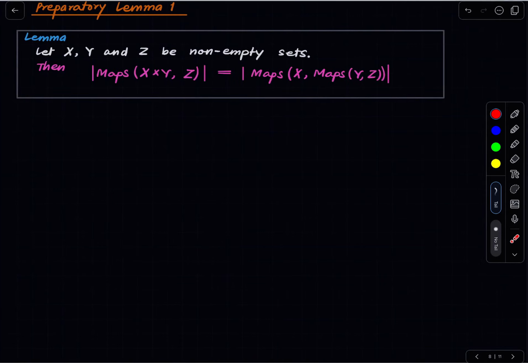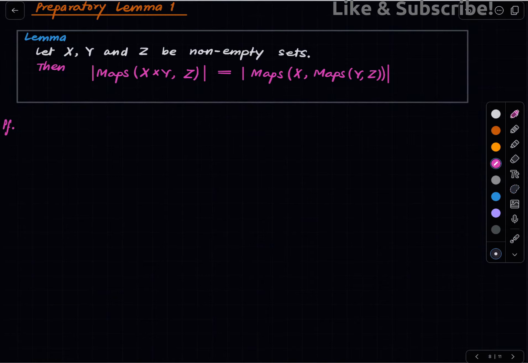But we can say more. To say more, first we will prove some preparatory material. So suppose we have three non-empty sets, X, Y, Z. Then we want to say that the cardinality of this set is the same as the cardinality of that set. This is just a purely set theoretic exercise. I think I must have done this in our primer on functions, but let me at least try to give some details. It's very simple actually.